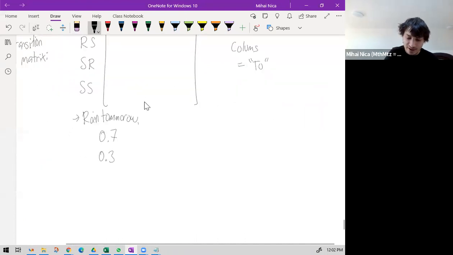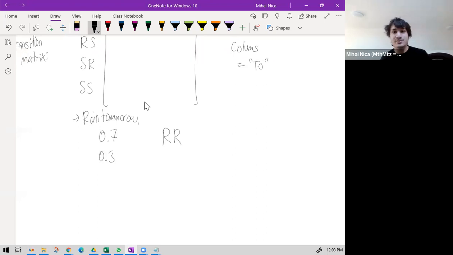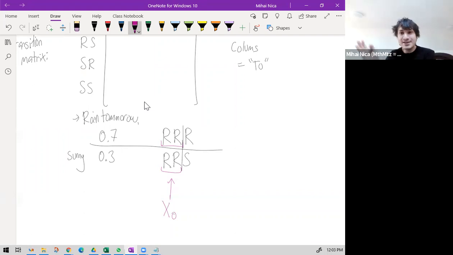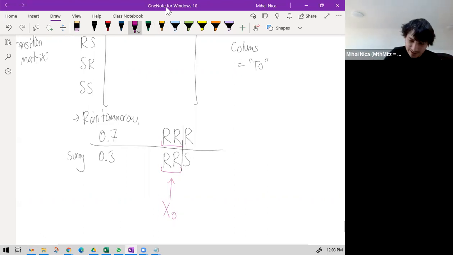When it rains tomorrow, we know we started in RR. If it rains tomorrow, that means the sequence will have been RRR. So with a 0.7 probability, the sequence will be RR, that's what it was already, and then another R. With a 0.3 probability, it's going to be RRS, so it's going to be sunny tomorrow. And so we're going from the state RR, that's what it was on day 0, or I should say x0. Do not mix up time in the Markov chain and time in real life. x0 was the state RR. We're moving from RR to RRR.